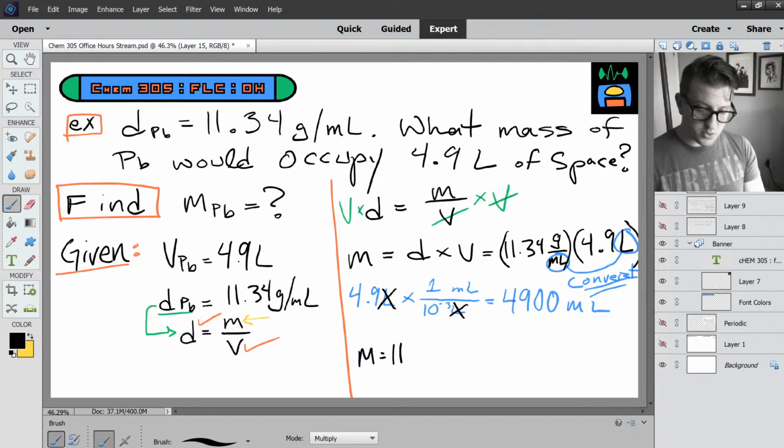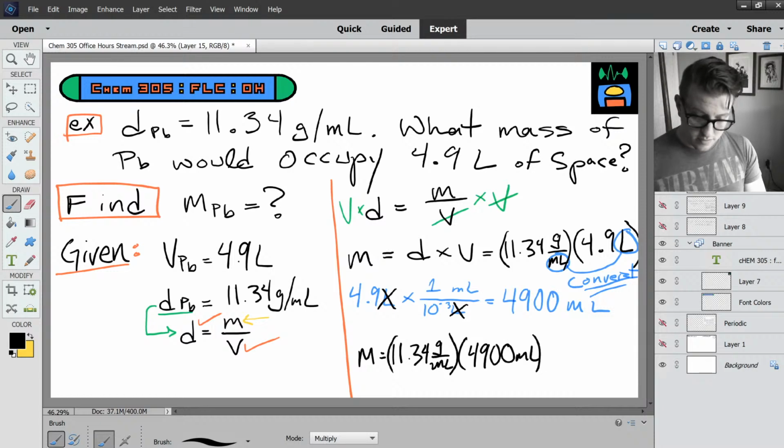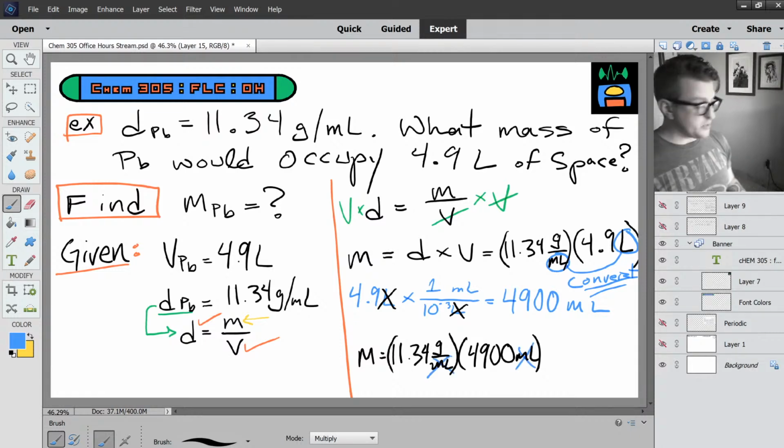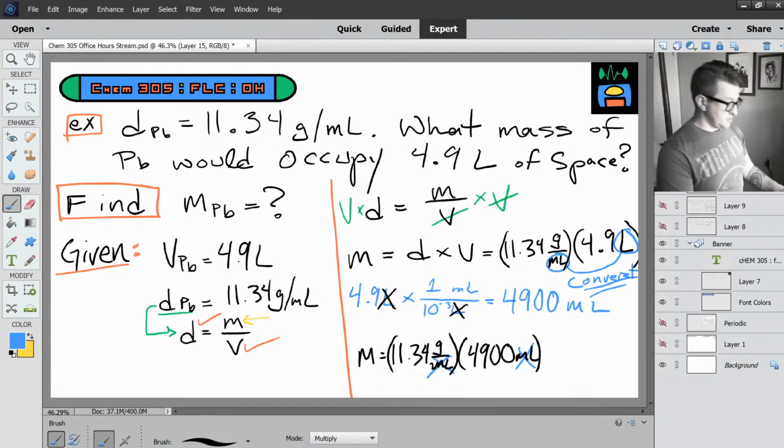So mass is equal to 11.34 grams per milliliter times 4,900 milliliters. Now our volume units cancel, and now we can plug this in to a calculator or spreadsheet as I'm using. So 11.34 times 4,900.